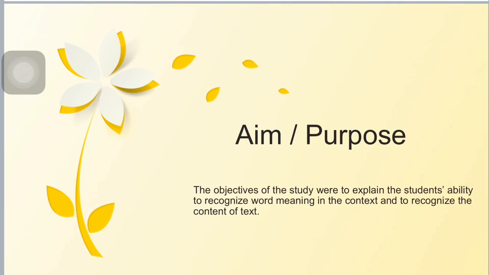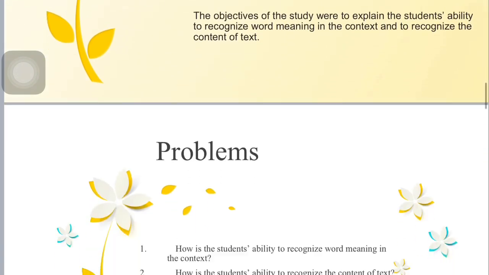After doing observation, some teachers say that they still have difficulties teaching listening to students since students are not able to express what is on their minds because they lack actual language. So to help with the problems, one of the alternative methods is the audiolingual teaching method. So the purpose of this journal, the objective of the study, was to explain the student's ability to recognize word meaning in the context and to recognize the content of the text.